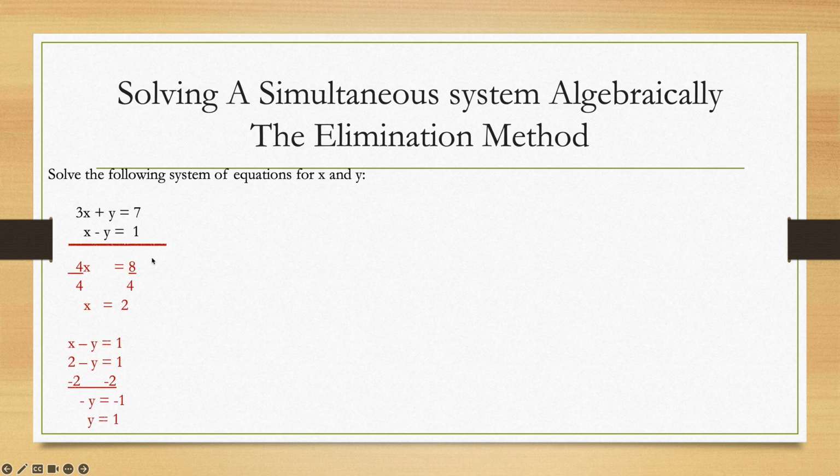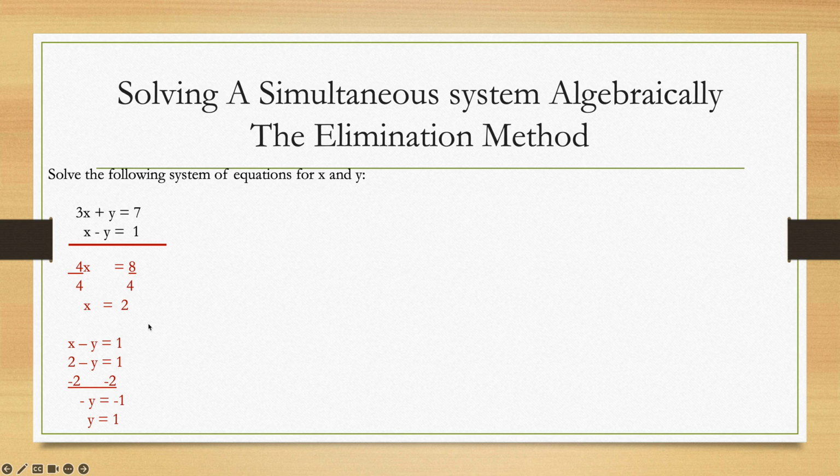So what's really cool is if I add these two equations up, 3x plus 1x, I get 4x, and the y's are eliminated. They cancel, and then 7 and 1 is 8. And then I divide by 4, and I get x is 2.